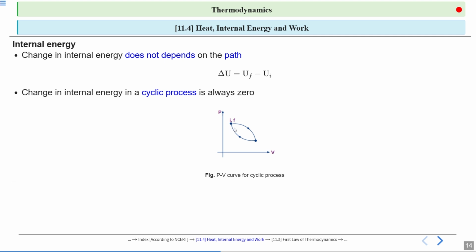All right. If the initial and final positions are different, in that case, the change in internal energy is non-zero. So this is a very important concept for solving numerical problems. So remember this.